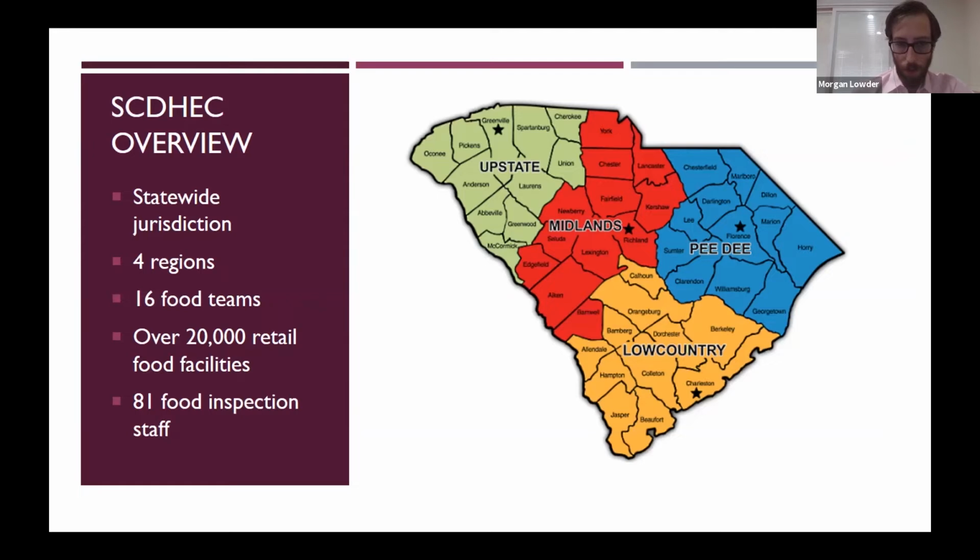So this is just an overview of South Carolina. As mentioned, we're a statewide jurisdiction. We have 4 environmental health regions. Within those regions, there are 16 food teams. At the time of the study, there were approximately 20,000 retail food facilities in the state, and we had about 81 food inspection staff.